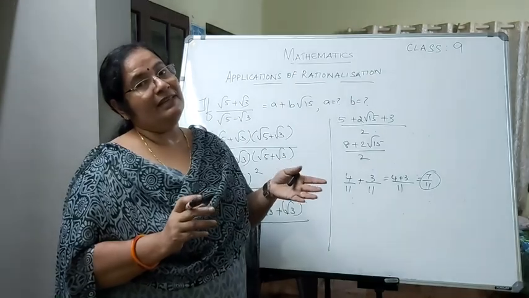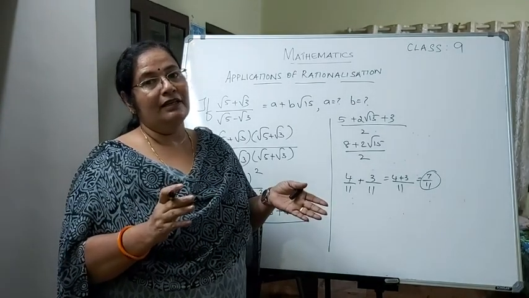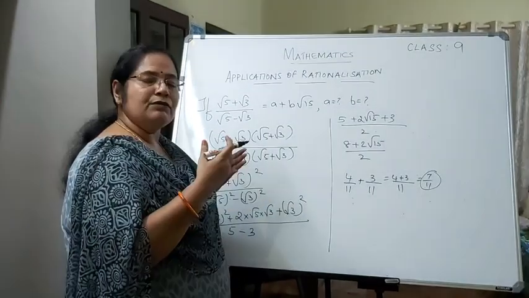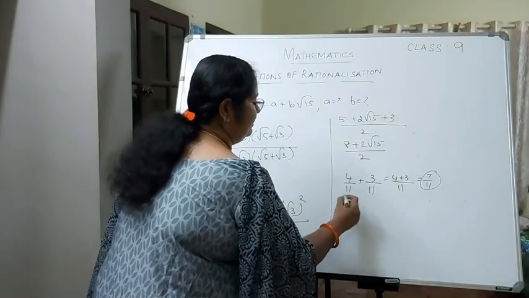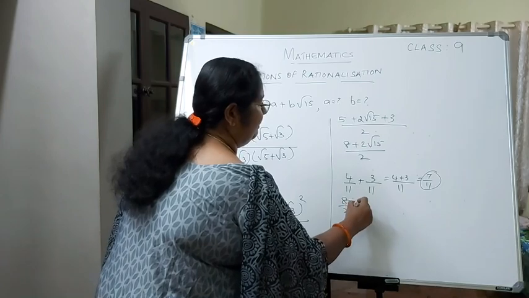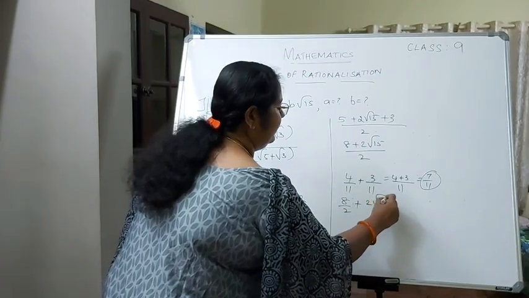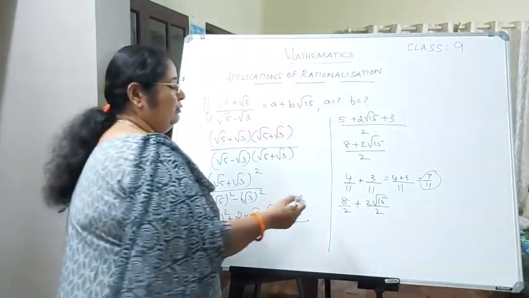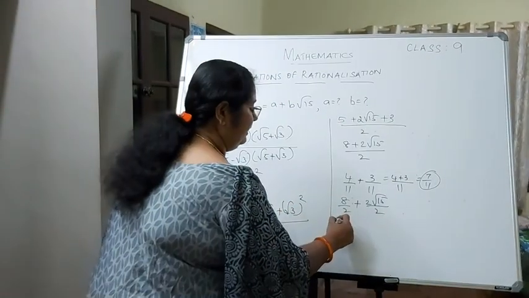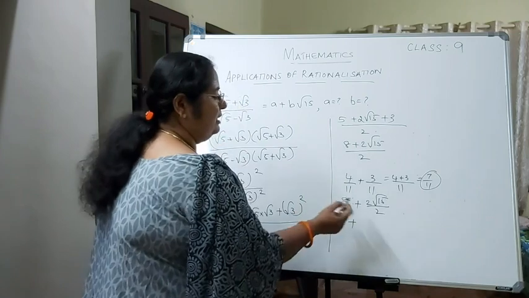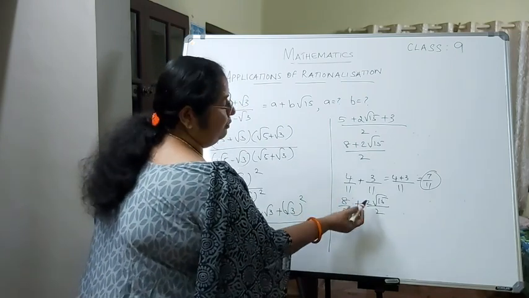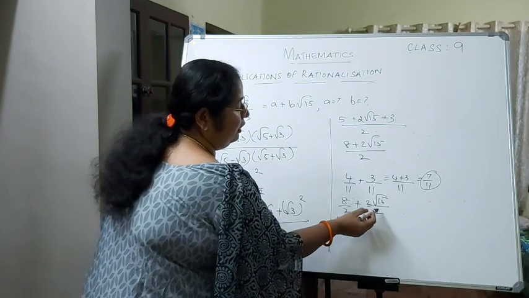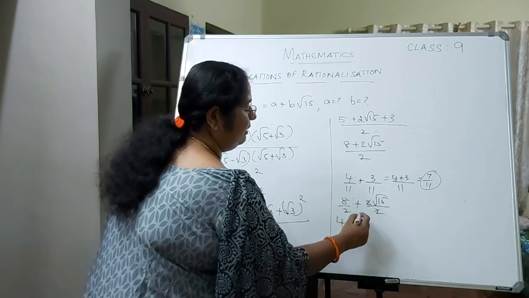Can't we write it as two different fractions? Yes, you can write it as two different terms. Not fractions, two different terms. This will be 8 by 2 plus 2 root 15 by 2. Can't we write it like this? So what is 8 by 2? 8 by 2 is 4, plus 2 root 15 by 2. In the numerator we have a 2, and in the denominator also we have a 2. So this gets cancelled. What remains?